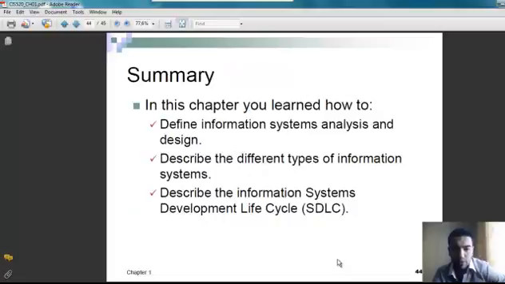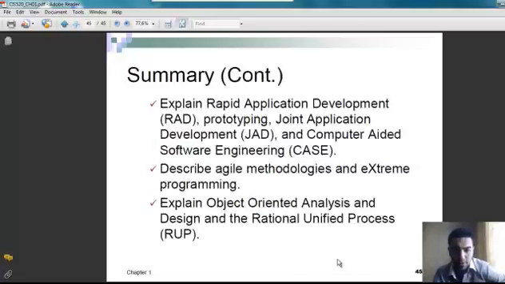In this chapter, you learned how to: first, define information systems analysis and design, and describe the different types of information systems. Next, describe the information systems development lifecycle, SDLC. Explain rapid application development, prototyping, joint application development, and computer-aided software engineering. Describe agile methodology and extreme programming. Explain object-oriented analysis and design and the rational unified process.